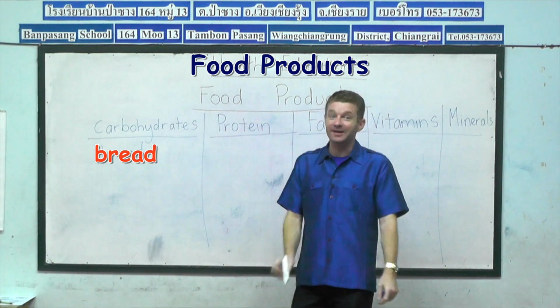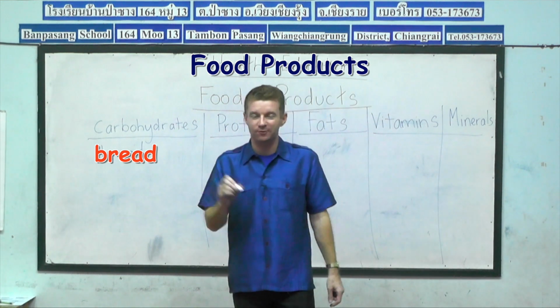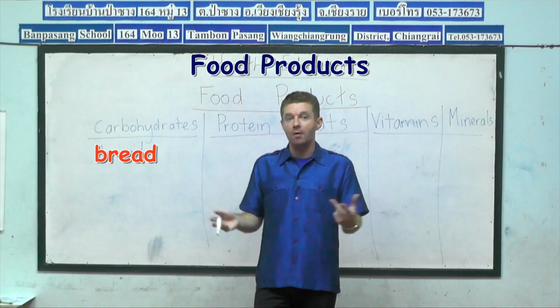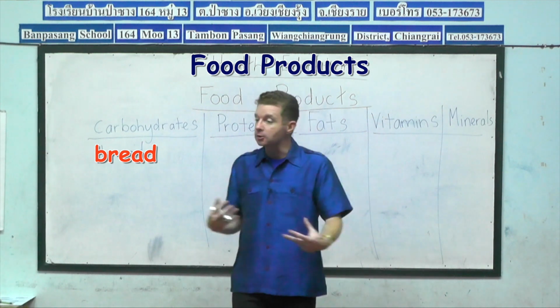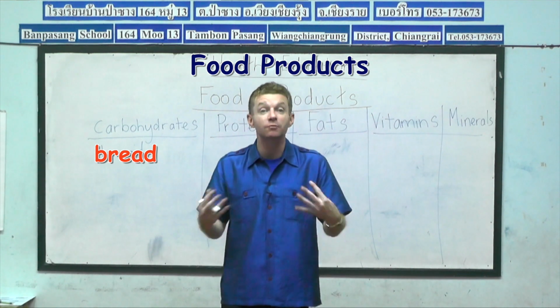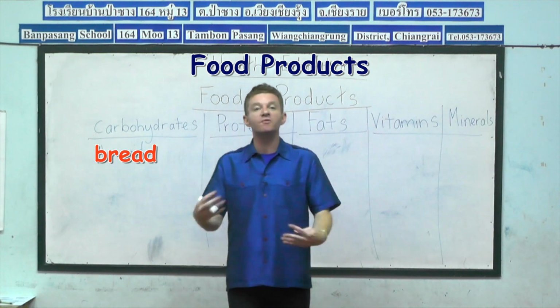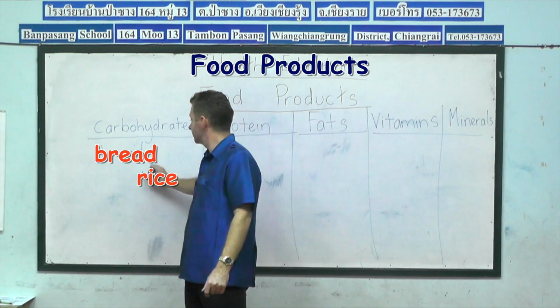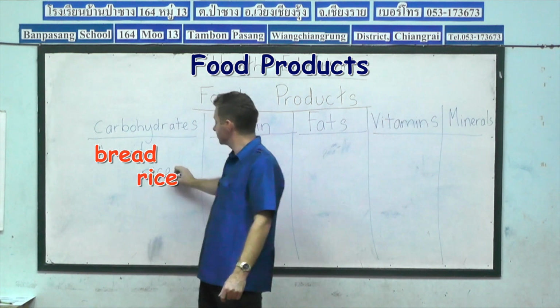Yes, rice. Especially in Thailand, we eat lots of rice. Rice is a very good example of carbohydrates. Our body uses carbohydrates to give us energy so that we can perform our daily tasks and we're not too tired. So we have rice too.